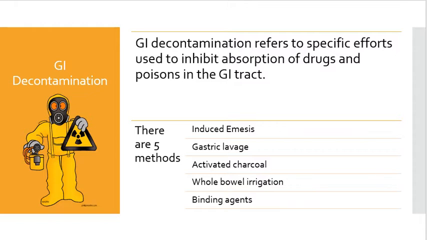Whole bowel irrigation is a method of GI decontamination that entails administering polyethylene glycol orally or through a gastric tube until the resulting rectal effluent is clear. Polyethylene is not absorbed and is less likely to produce a fluid or electrolyte imbalance, so really that has to be considered. Whole bowel irrigation is used to treat large ingestions of drugs not absorbed by activated charcoal. An example of this would be like lithium or iron.